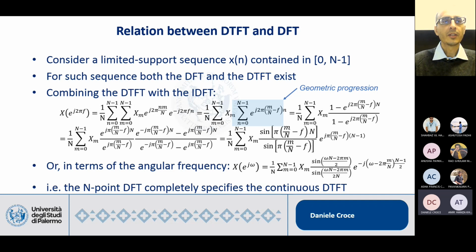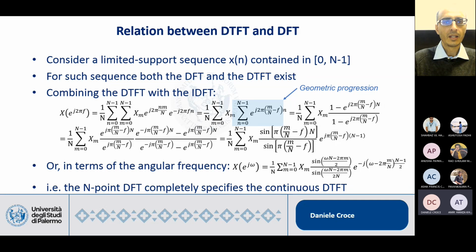So let's consider a limited support sequence, x of n, that is contained between 0 and capital N minus 1. Okay? So if it's a limited support sequence, of course, it will be summable. And since it's summable, we can compute the discrete time Fourier transform. And also, we can compute the discrete Fourier transform.